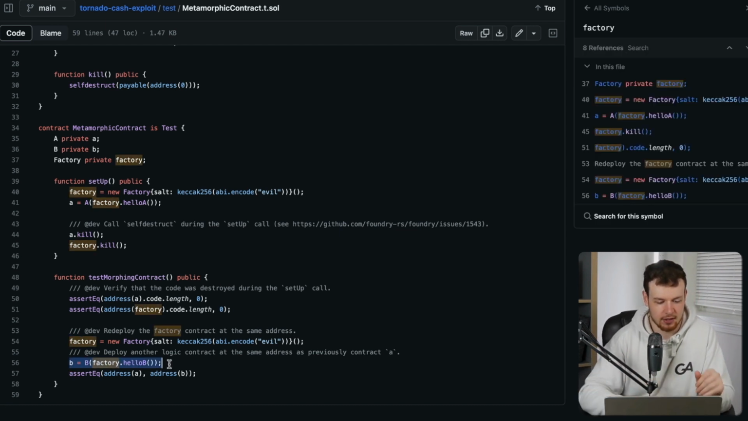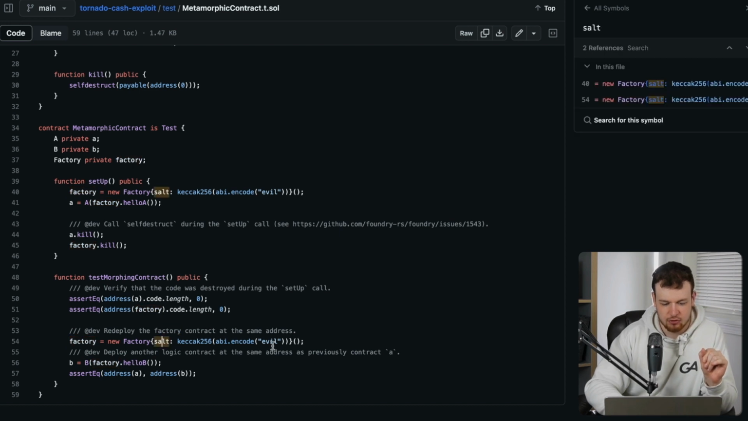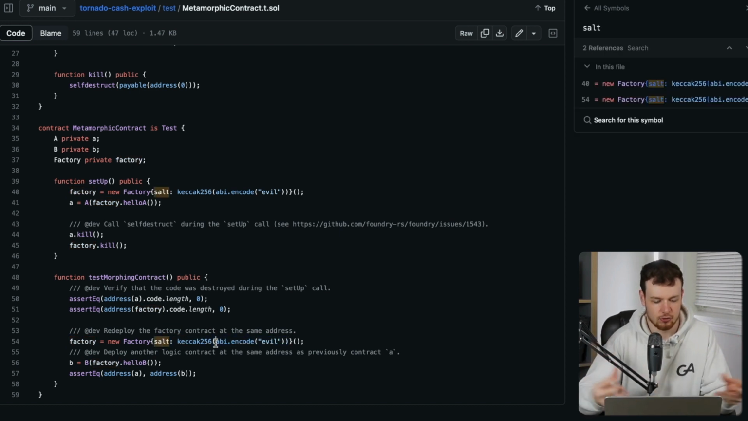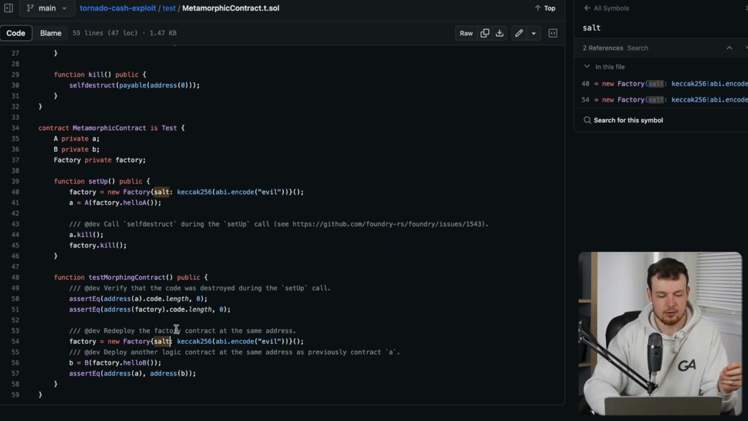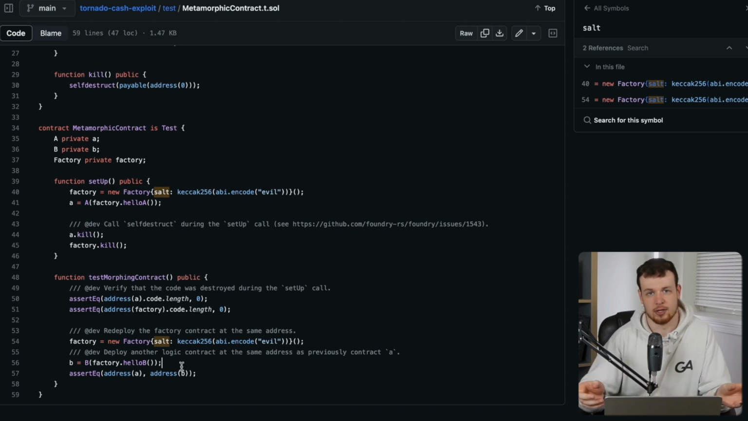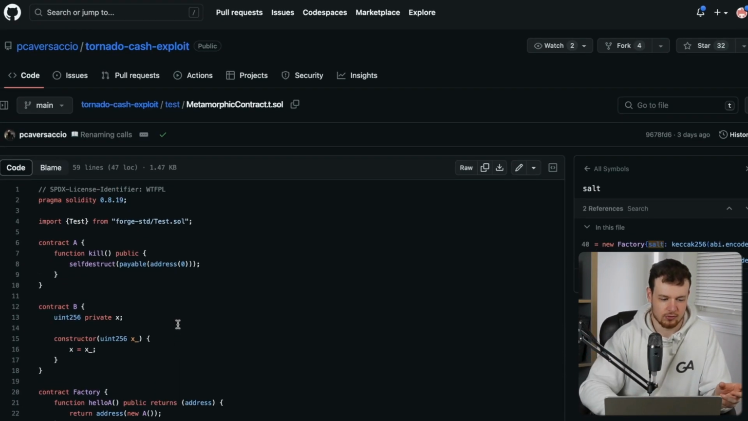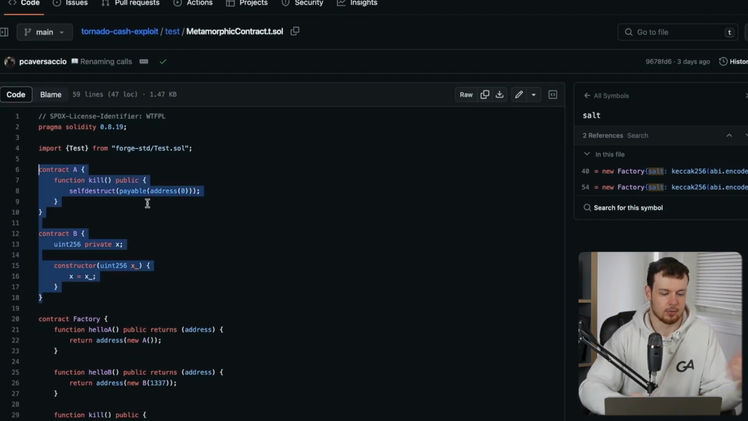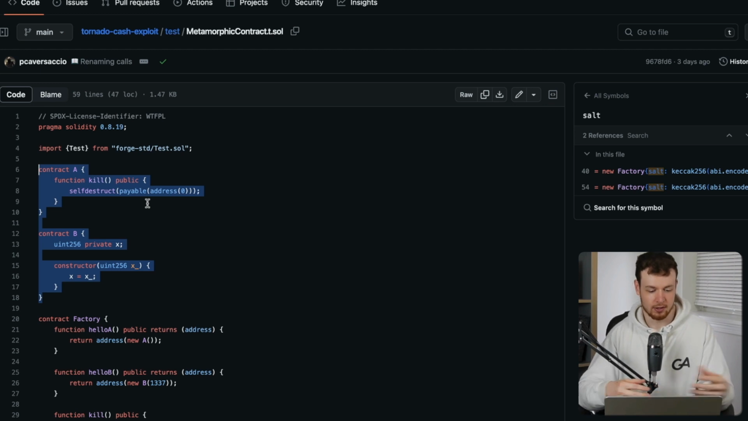So now what we've done is we make a new factory and ensure that we're using a salt here. So we're actually going to use Create2 here. And so now this factory is going to be deployed to that same address 1. And then when we create B from that factory, since the account nonce has been reset, we end up deploying to that address 2 contract B, which is of course a completely different implementation from A, and it could be any arbitrary implementation that you wanted it to be.